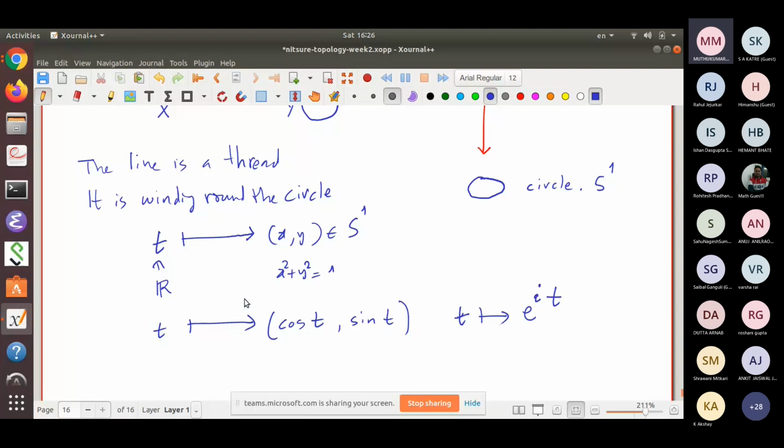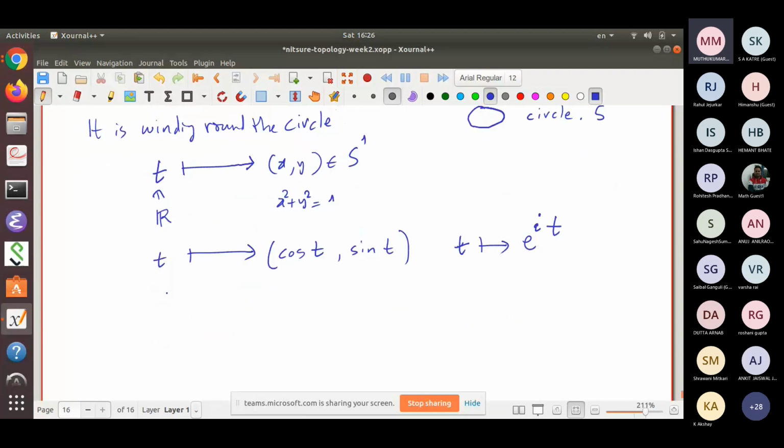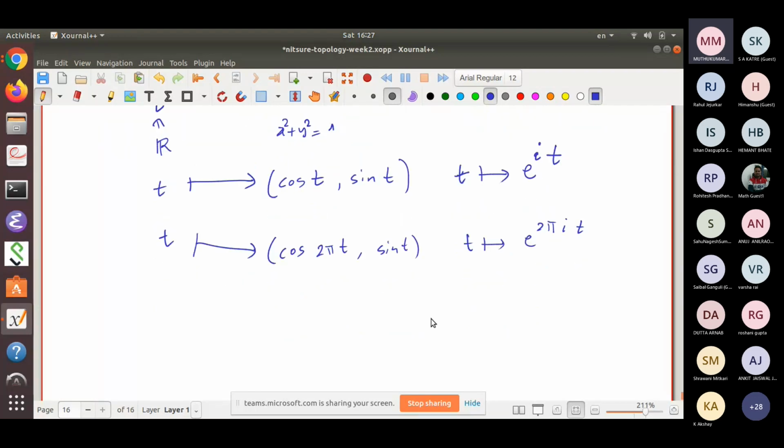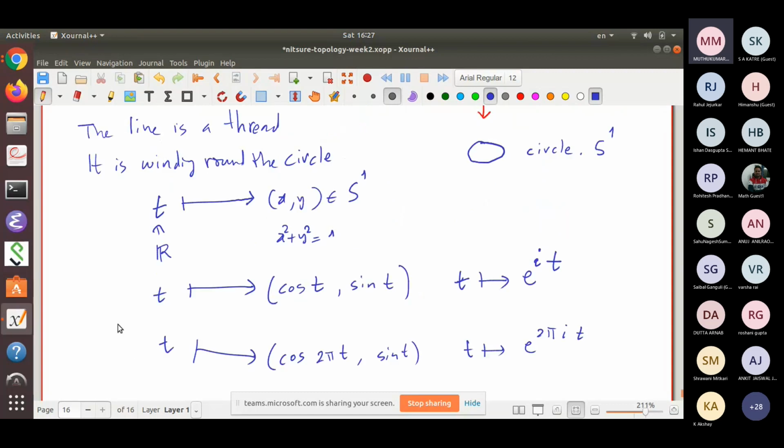Now this is winding with period 2 pi. After 2 pi, you are coming back. If you want to come back after distance 1, then you will have to use another formula: cos 2 pi t and sin 2 pi t, or t goes to e to the power 2 pi i t. This looks pretty because then Z is the fiber over the point 1 in the circle. So I have this map.